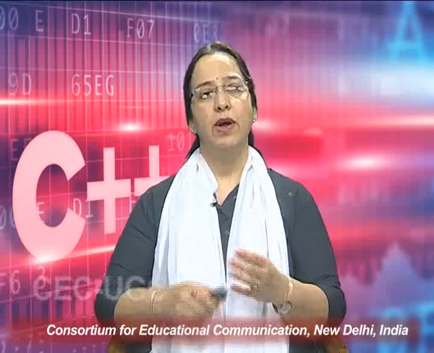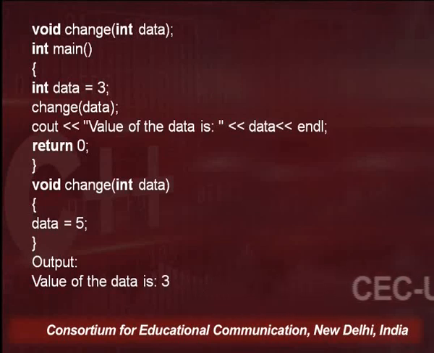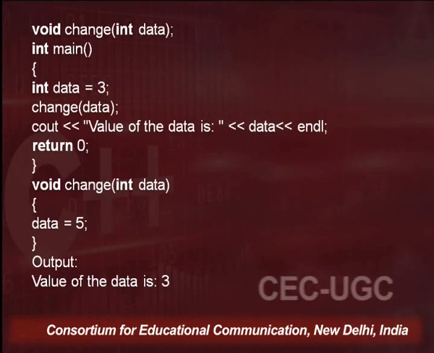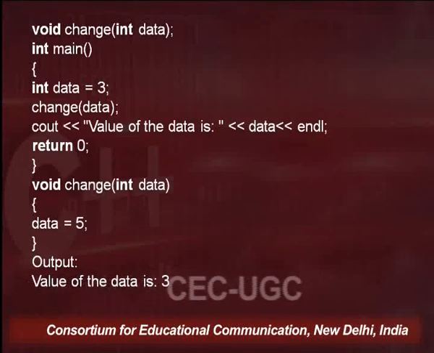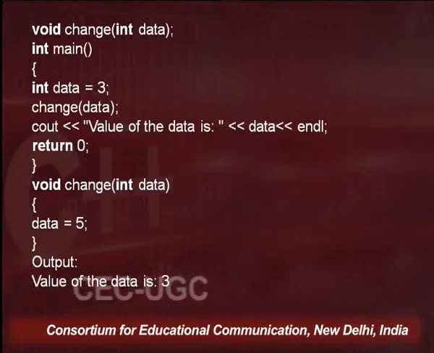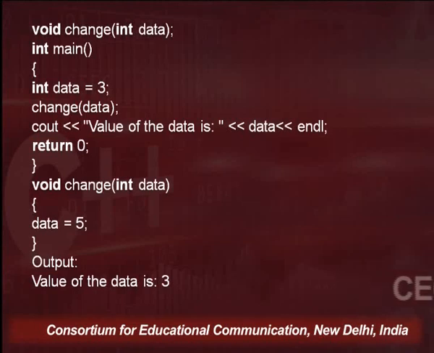So here you can see one more example. Here is a function prototype, and this is a code snippet which obviously needs to be written inside main. The function declaration says void change, taking an integer data. So the return value is void, and there is only one single parameter, in the name of data, of type integer. Now inside main, let's say data is equal to 3, and that 3 is being passed to change. Now what will happen?